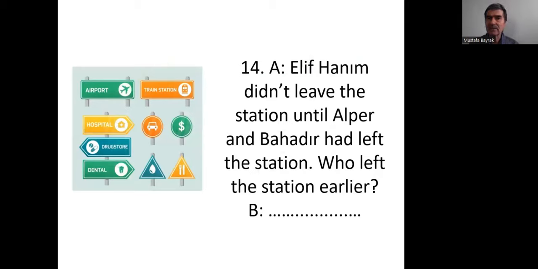Yes, dialogue 14. Elif Hanım didn't leave the station until Alper and Bahadır had left the station. So we understand that after Alper and Bahadır had left the station, Elif Hanım left the station. Who left the station earlier? Alper and Bahadır left the station earlier, formerly. Previously, Alper and Bahadır had left the station and then Elif Hanım left the station.